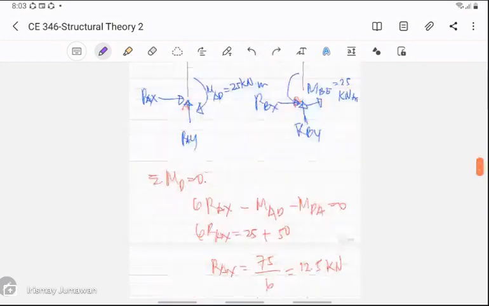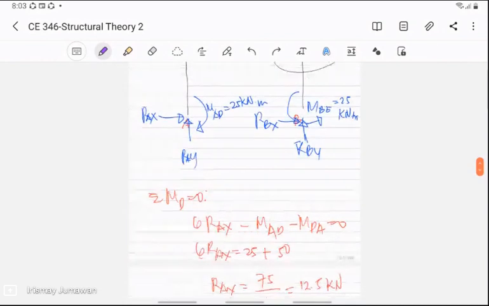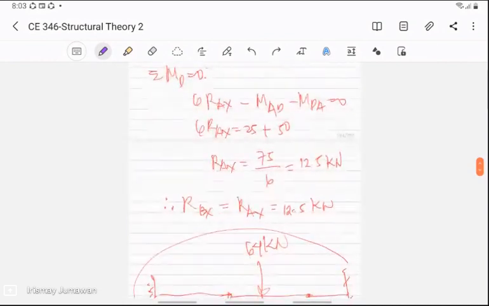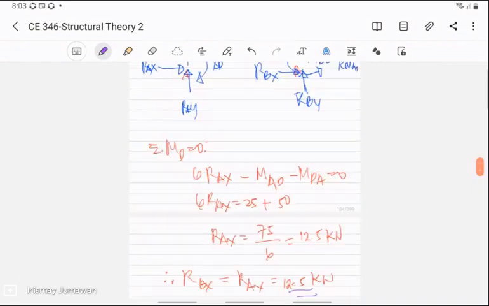Looking back, so we have RAX is equal to 75 over 6, which is also equal for the reaction at BX. That is also 12.5 kilonewton. Okay, so that is the answer.